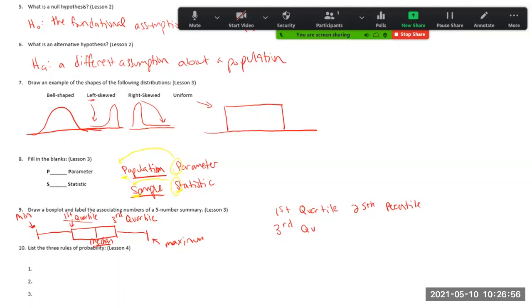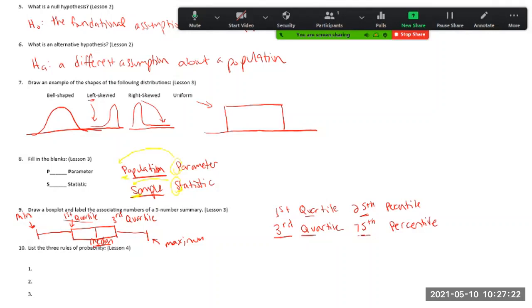And the third quartile is the 75th percentile. Think of it kind of like money, like 3/4 is 75 cents, or 1/4 is like 25 cents. We'll define percentiles a little bit more on the next page, or later on in the assignment. Awesome. Number 10 goes through the 3 rules of probability.